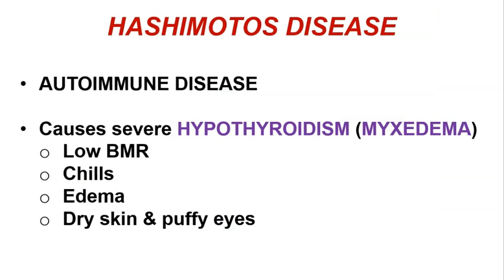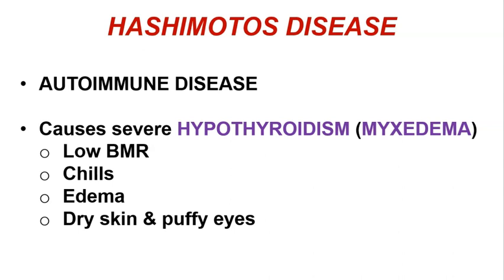We'll start with a condition called Hashimoto's disease. This is an autoimmune condition in which the immune system attacks and destroys the thyroid gland. In particular, it attacks and destroys the follicular cells. This leads to a decreased ability of the thyroid to secrete thyroid hormone, which leads to severe hypothyroidism, which is also referred to as myxedema.